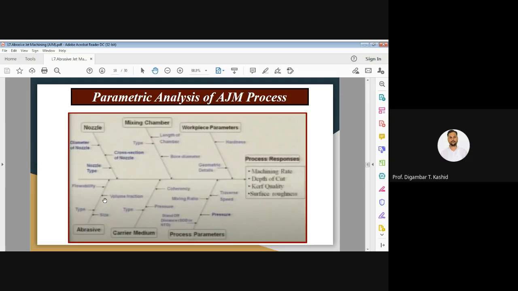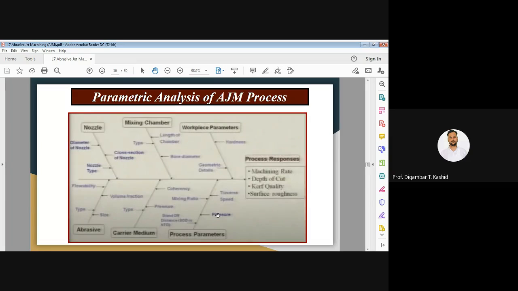As far as material removal is concerned, it controls the accuracy of your machining cavity. Next is the carrier medium. The carrier medium is another very important parameter: which type of carrier medium you are using, whether it is air or some other gas, like an inert gas.